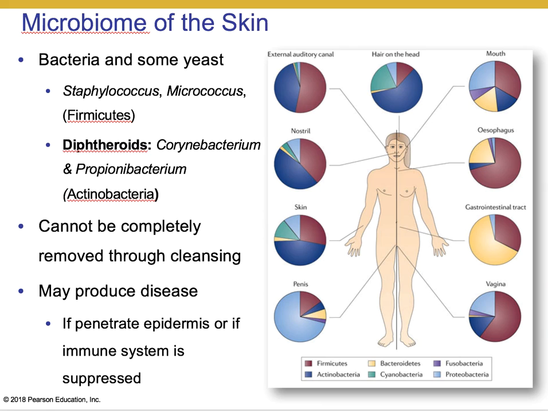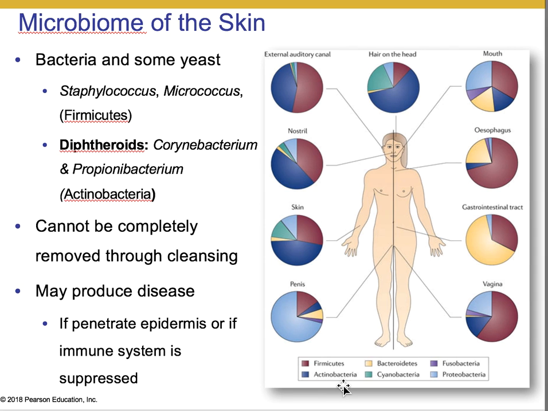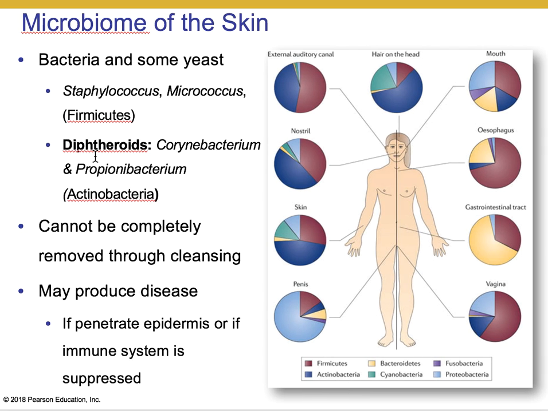This is a figure that we covered back in another lecture on the microbiota of the human body, but here we're focusing today on the skin, mainly composed of the normal flora, the actinobacteria. So those include the diphtheroids that your text refers to.